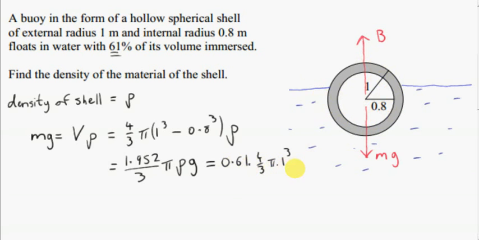As the volume of the immersed part, that's equal to the volume of the liquid displaced. So here's the volume of the liquid displaced. We multiply by the density of the liquid. This is water. So water has a density of 1,000. Volume times density is the mass of the water displaced, and multiply by g to get the weight of the water displaced.